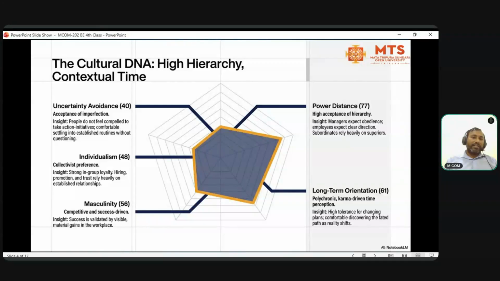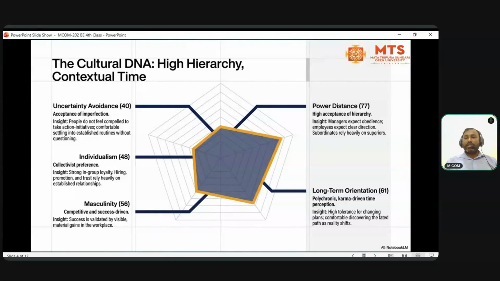And individualism here is a collectivist preference. Insight: strong in-group loyalty; hiring, promotion, and trust rely heavily on established relationships. And masculinity: competitive and success driven. Success is validated by visible and material gains in the workplace. And power distance: high acceptance of hierarchy. Insight: managers expect obedience, employees expect clear direction, and subordinates rely heavily on superiors.